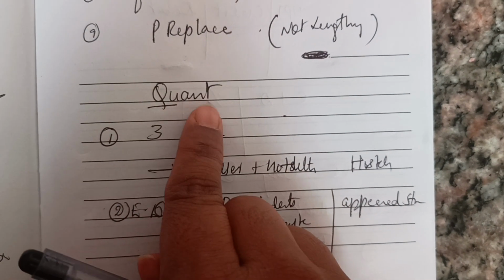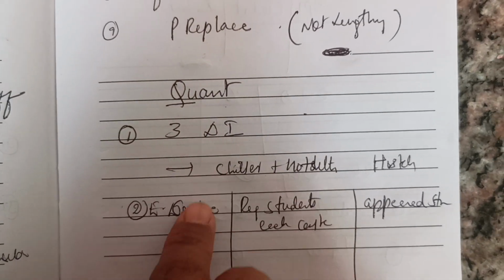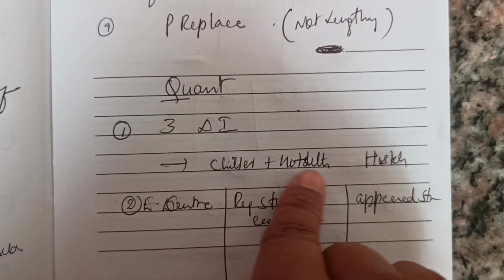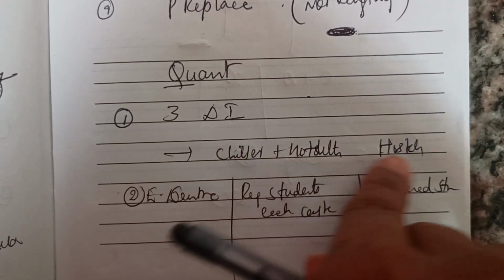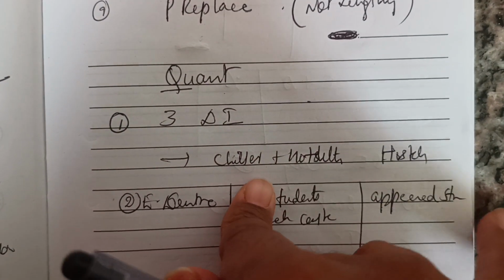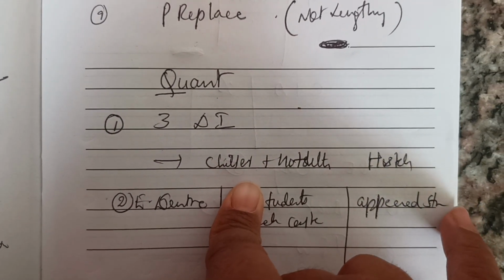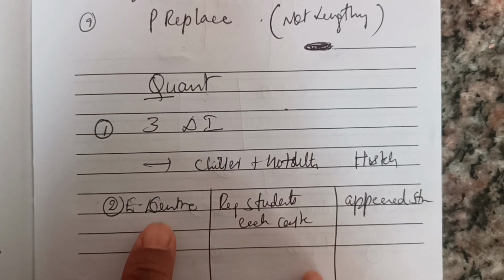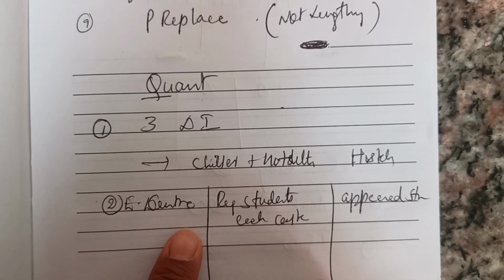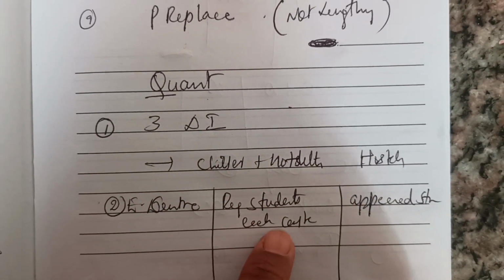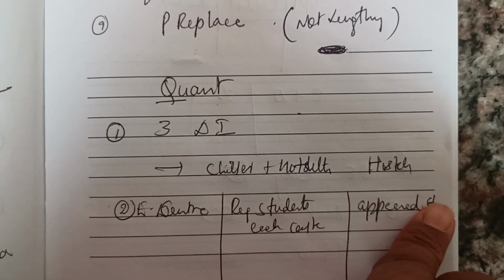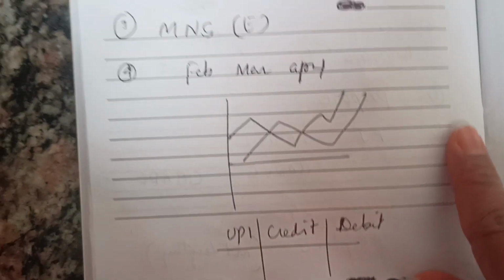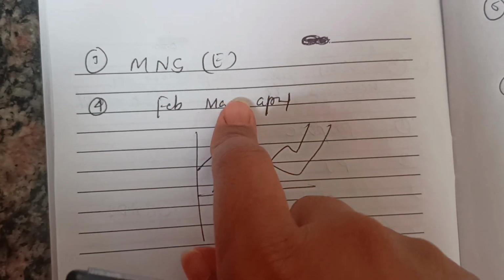Then if we talk about the quant section, there were I think 3 to 4 DIs, and I don't remember the exact data now. One was like chiller and hot, starting from the letter H. Sorry, I don't recall them now, but I solved 2 DIs I think. One DI was on exam centers, the total number of registered students from each center, and the number of students who appeared in the exam out of the registered students. It was doable. Then a missing number series, all were easy.